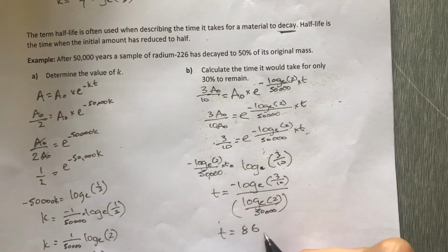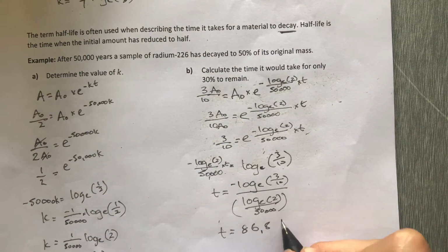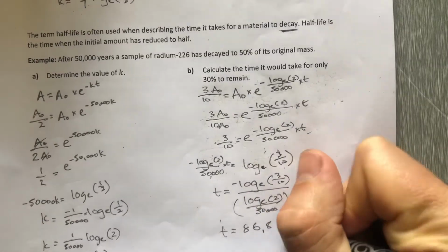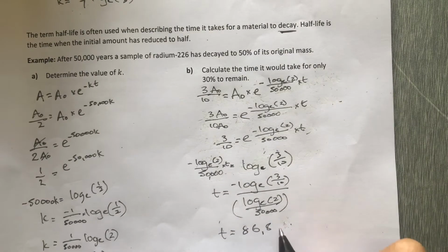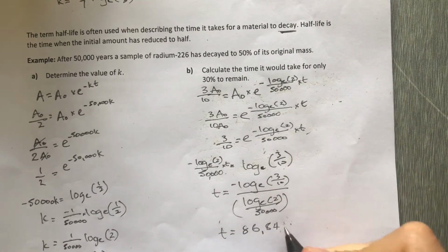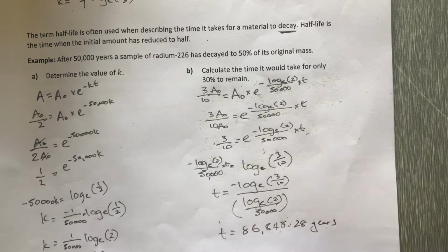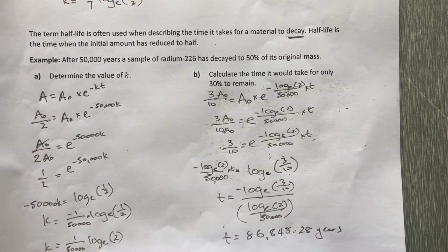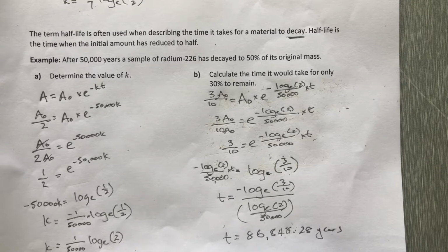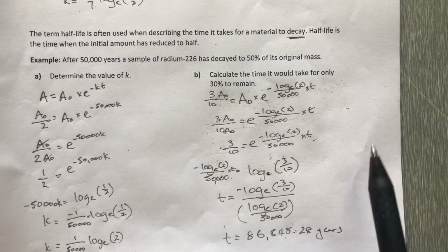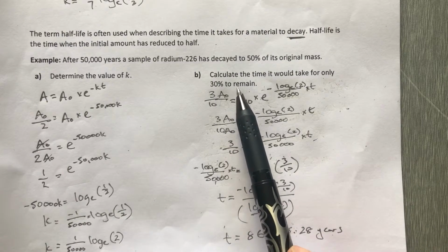So 86,848 point yucky, 848.28 years. And unlike the rabbits, you can have 0.28 years, so you can just leave it like that. That would be the answer. So it took 86,848.28 years until only 30% of the initial amount was remaining.